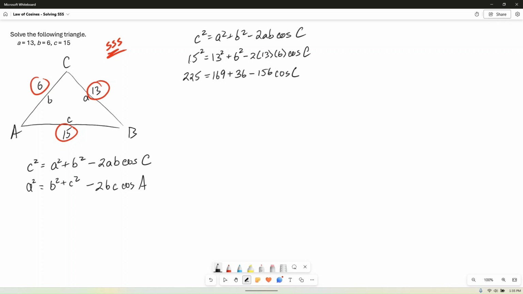We could combine like terms. So notice that this 156 is being multiplied by the cosine, so it is not like the other three numbers, the 225, 169, and 36. They are separate numbers, so we cannot right now combine that. But I can go ahead and add the 169 to the 36 and then subtract that result from 225. And so if I do that, 225 minus the 169 and the 36, I will get a 20. So 20 is equal to a negative 156 cosine of C.